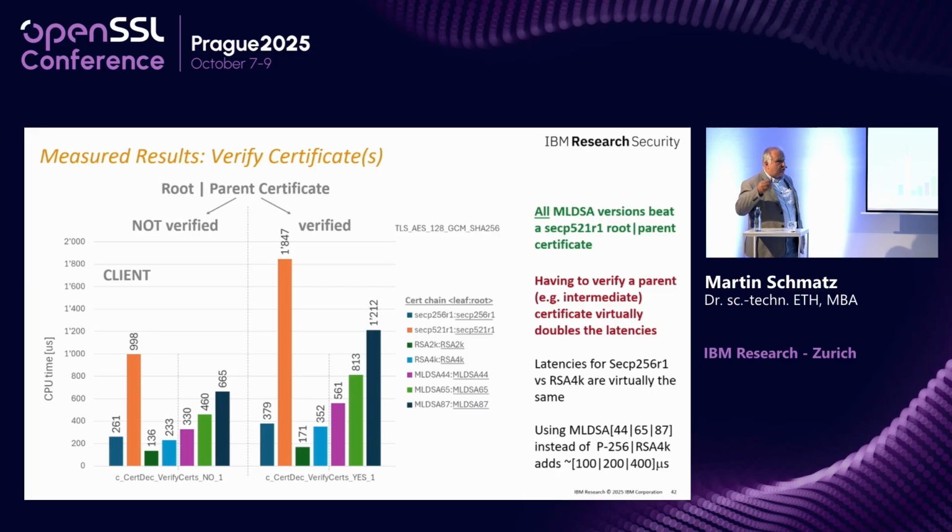If you have a more than two-stage certificate chain, so not just leaf and root, but you have some intermediate in it, then it basically doubles the latencies, and as you can see on the y-axis, here we talk about a millisecond or so that is added. So that's no longer the 50 plus minus 50 microseconds we had in the key agreement. Here it really starts to add up.